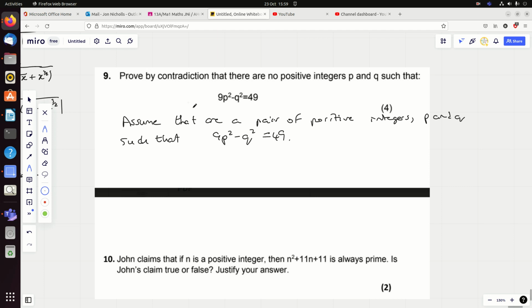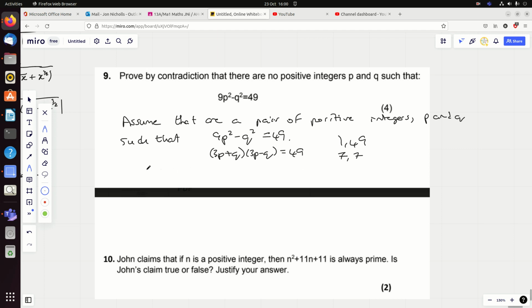Now, a standard way of doing ones like this is the difference of two squares: (3p plus q)(3p minus q) is 49. We wouldn't normally factorize it when it doesn't equal 0 on this side, but the one exception is if you know that these are whole numbers, because then we can do a prime factor decomposition on the 49. There are only two ways of making 49 by multiplying two numbers together: 1 times 49, or 7 times 7.